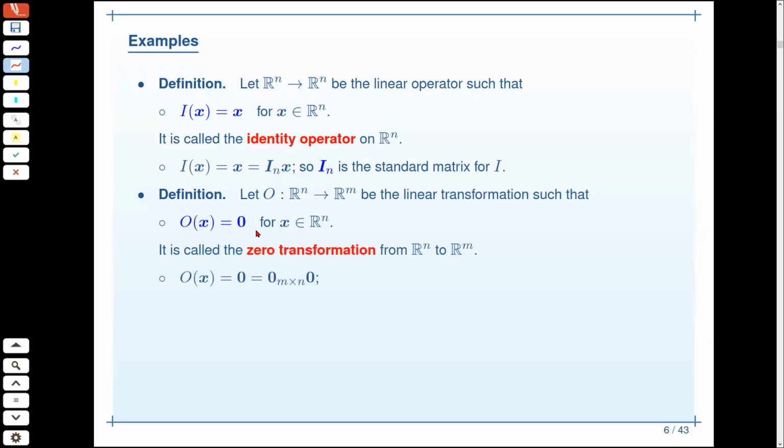But what is the order? Initially, this is the zero matrix. This is the zero in Rm. It is supposed to be written as the zero matrix multiplied with the zero vector in the domain. The domain is Rn. So when you multiply, I want to get a zero vector.